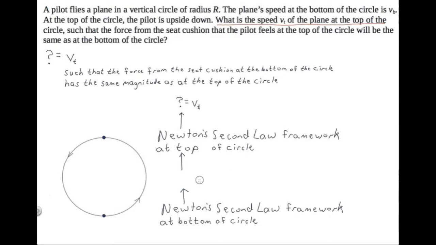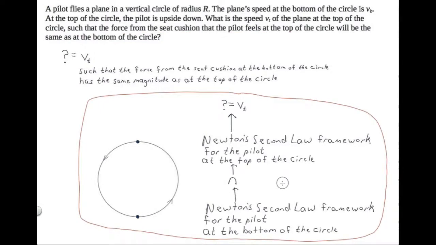Now, what concept should be our link between the Newton's second law framework at the bottom of the circle and at the top of the circle? Well, the problem tells us that the magnitude of the force exerted by the seat cushion on the pilot will be the same at the top and the bottom of the circle. The force from the seat cushion will be a normal force. So we can use the magnitude of the normal force as our connecting link between the Newton's second law frameworks at the bottom and at the top of the circle. So, here is our plan for solving the problem.